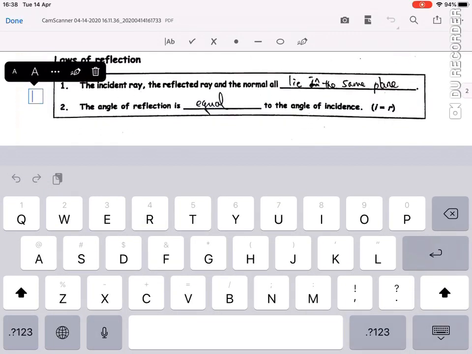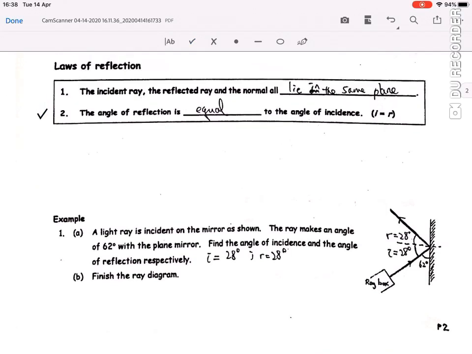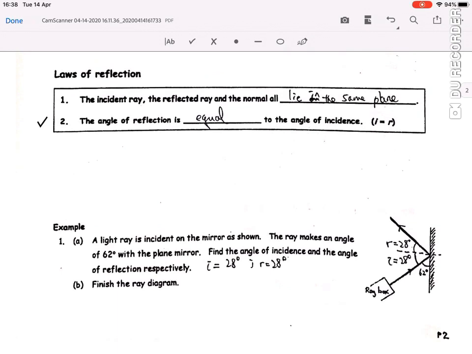So for this one, make sure you know that this is important. You need to know this one. Number 2, the angle of refraction is equal to the angle of incidence. You need to remember that. Because from all the drawing here, if you don't know how to draw this, it will be more difficult to see what it is about. So please make sure you can draw that, okay?